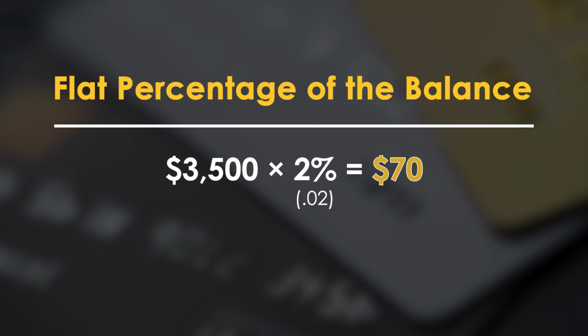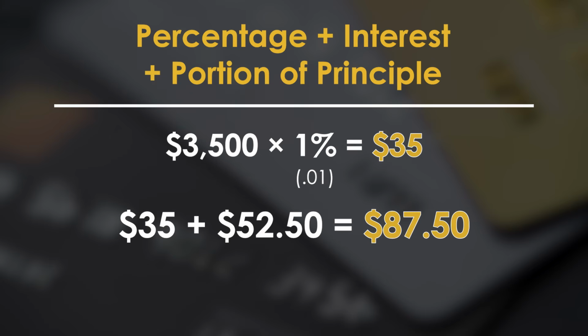Here's the first minimum payment option. If the card uses 2% of the balance as the minimum due, that's $3,500 times 0.02, which comes out to $70. If the issuer calculates 1% of principal plus interest, that's 1% of $3,500, which is $35, added to the interest of $52.50. The total for that next option is $87.50.